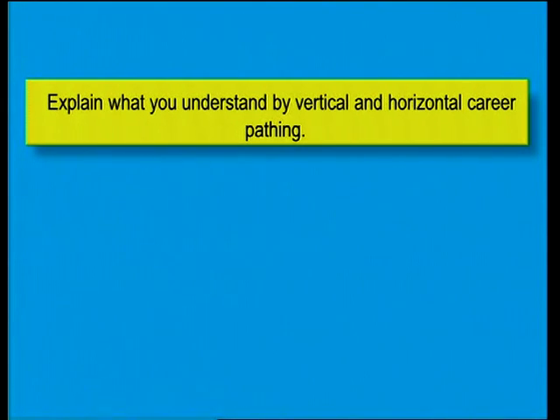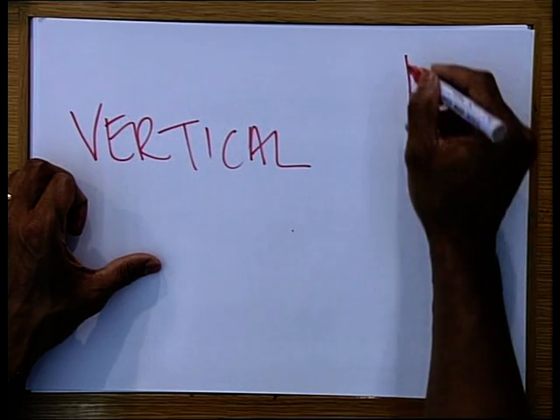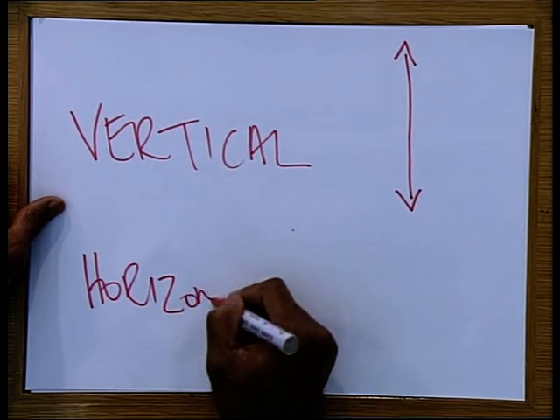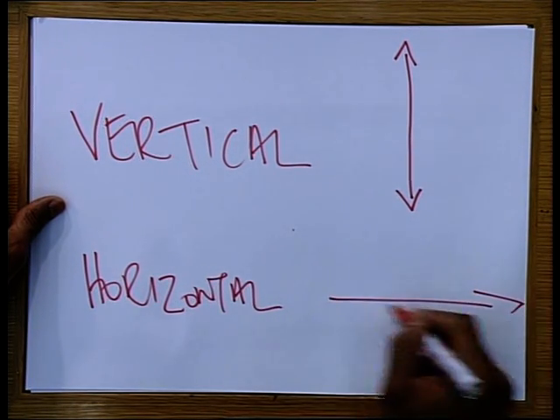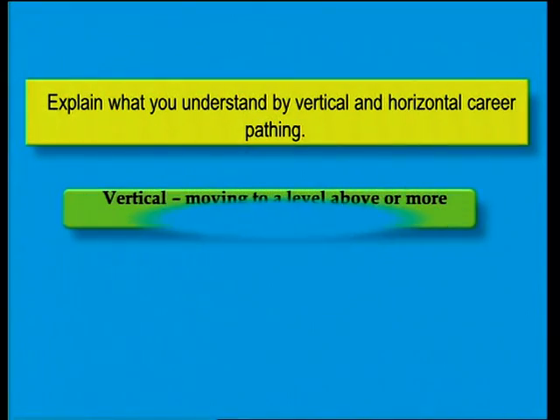Explain what you understand by vertical and horizontal career pathing. And so, learners, here you are required to give a very basic definition for 2 marks for vertical career pathing as well as horizontal career pathing. Melanie, maybe we'll just illustrate to them quickly. Vertical is simply moving up, either up or down. And then horizontal is moving sideways. So, what would be the definition of vertical and horizontal career pathing? It's going to take quite a while, so let's just give them the answer.